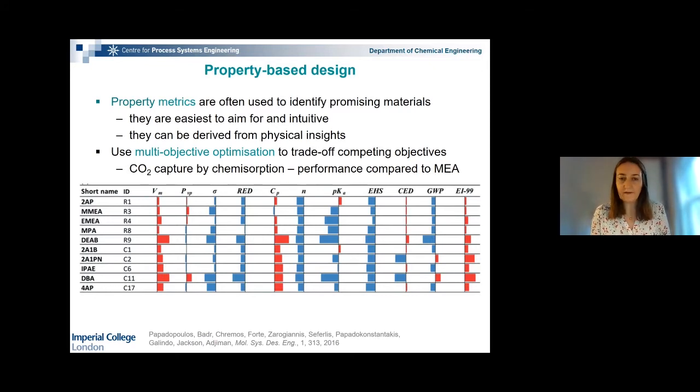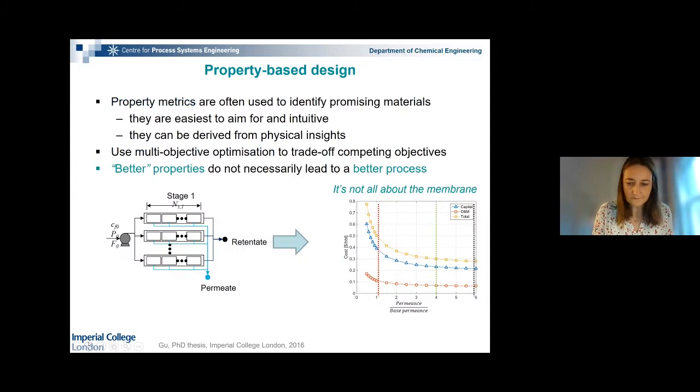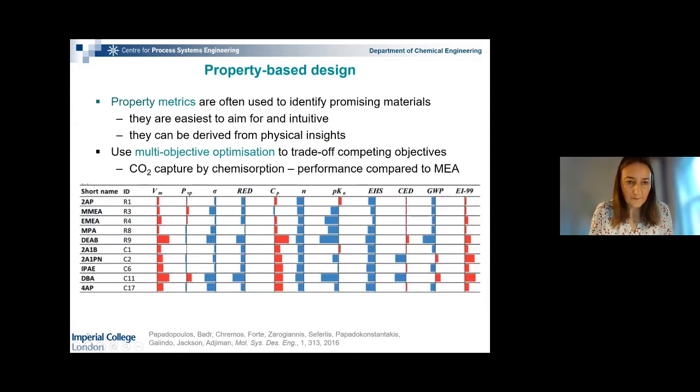And indeed, we've tried to do that in some contexts. So, for example, in the context of chemisorption of carbon dioxide from natural gas or from flue gases from power stations. If you compare the performance of different solvents, as shown on the left here, where the names of the solvents are listed, in terms of properties like the molar volume, the surface tension or the heat capacity compared to monoethanolamine, which is a standard solvent for this process, you will see in red solvents that do worse for that property, and in blue when they do better for that property.